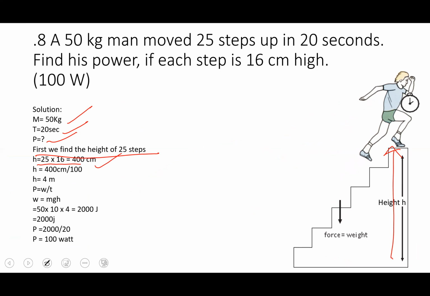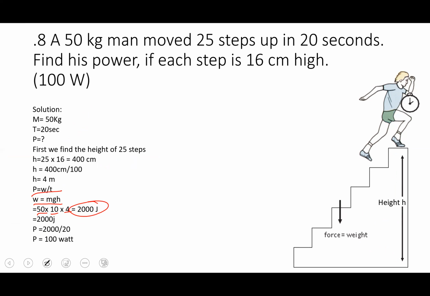So from here to here, it is 400 centimeters, or we can say 4 meters. We divide it by 100 to convert centimeters into meters. We have 4 meters, which is the height. Power is equal to work done over time. Work done is equal to mgh, where m is 50, the value of g is 10, and the height is 4 meters, so it is 2000 joules, and that is the work done in this case.